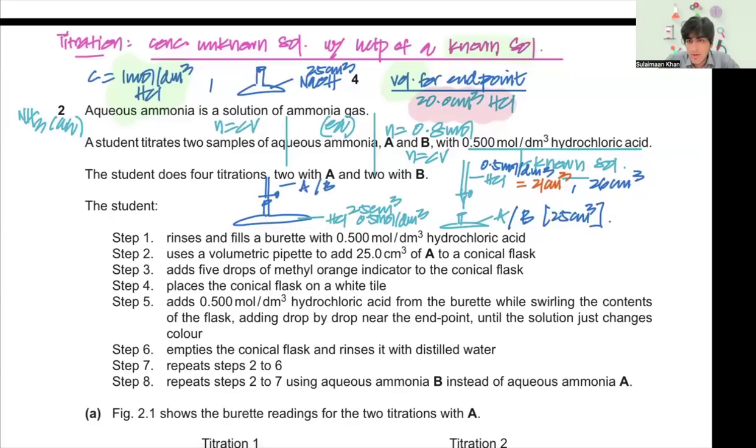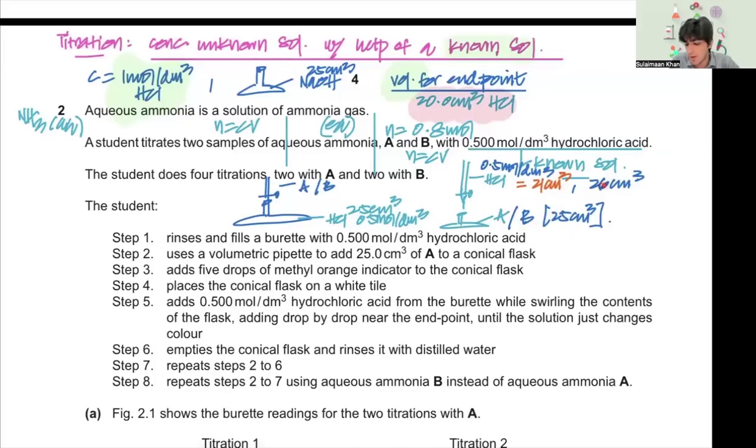But wouldn't A be more concentrated because it requires more of it? No, A is the same. A is 25 cm cube, Shamin. B is also 25 cm cube. A and B are the same amount that you've used a pipette to pour right here in the conical flask. But A requires 21 cm cube of acid, which is less compared to 26 cm cube. B requires more acid to be neutralized.